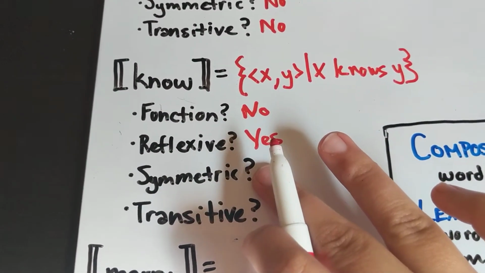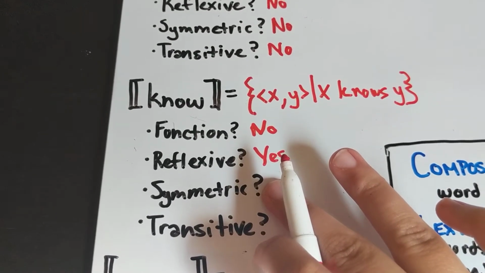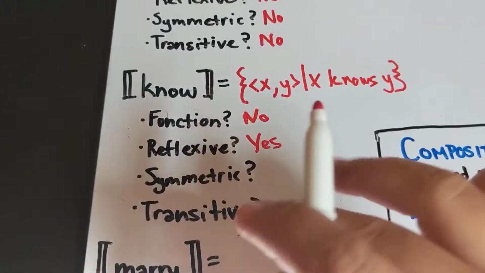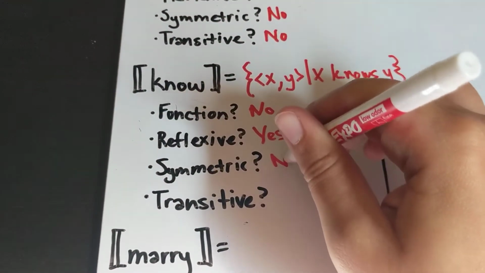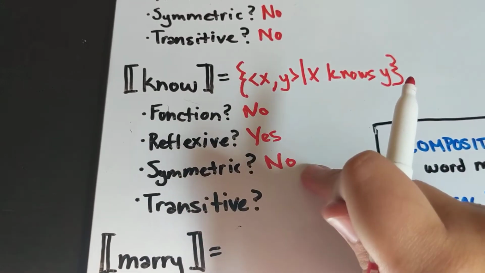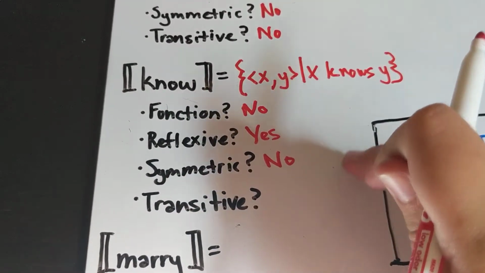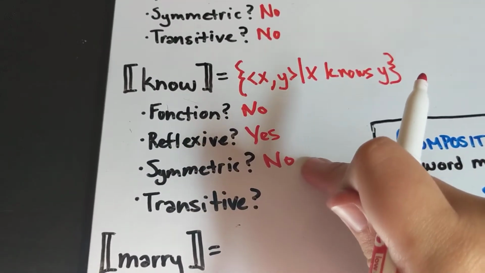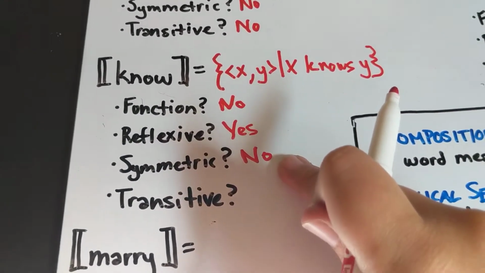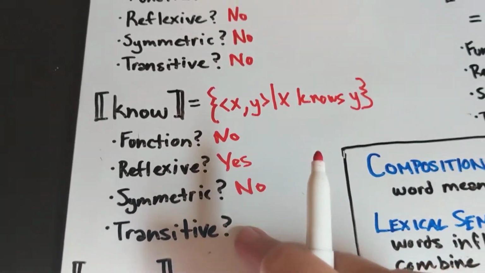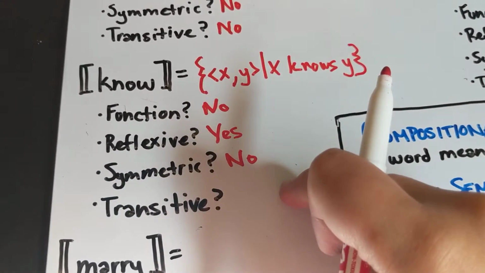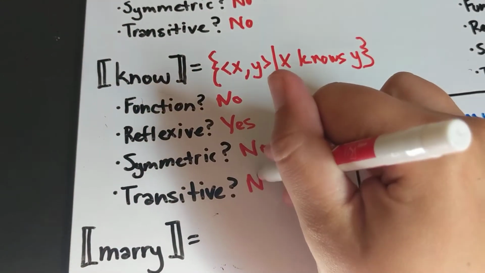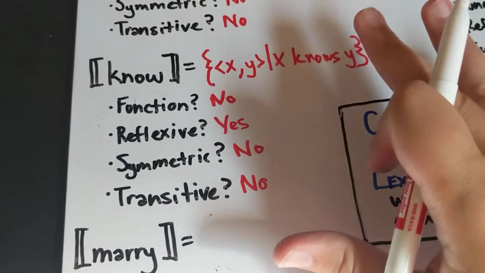Is it symmetric? If Ravi knows Melody, does Melody know Ravi? Not if Ravi is spying on Melody. So we're going to say no. It is possible for one person to know another, but the other person doesn't; it doesn't go both ways necessarily. This often is symmetric, but it's not necessarily symmetric. Is it transitive? If Ravi knows Melody and Melody knows Beulah, does Ravi know Beulah? No, not at all. There is no implication that that's the case.